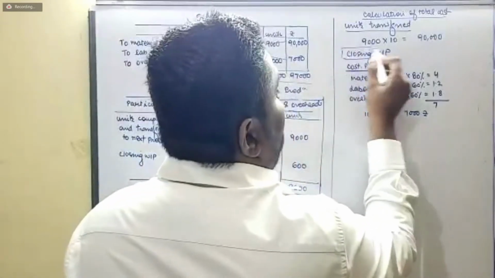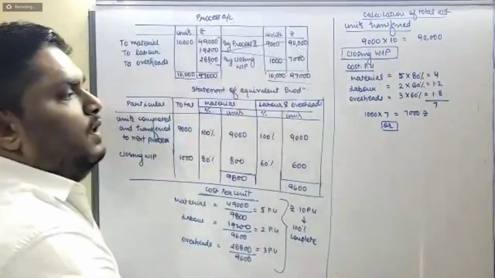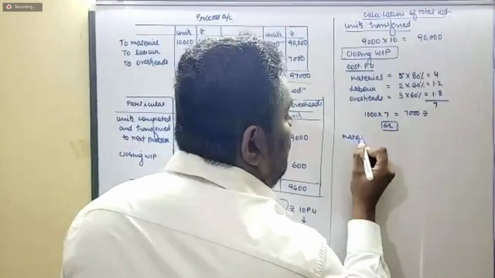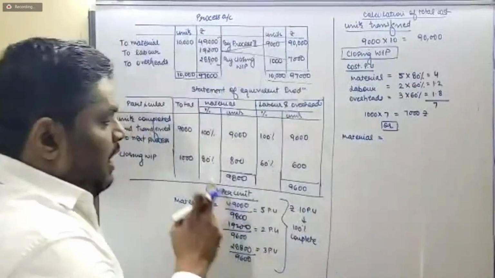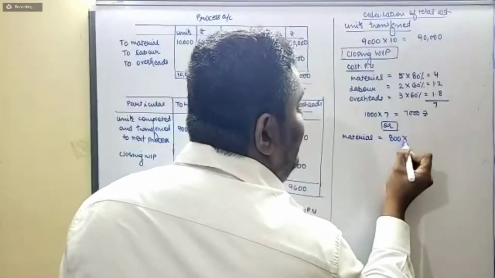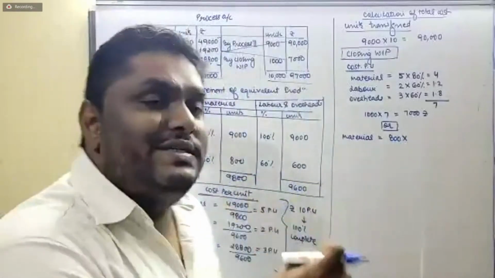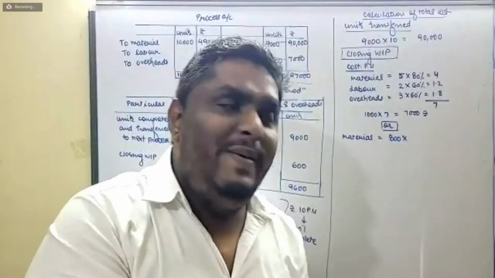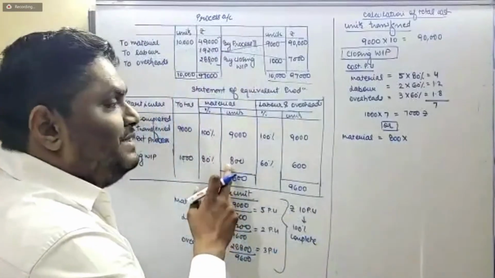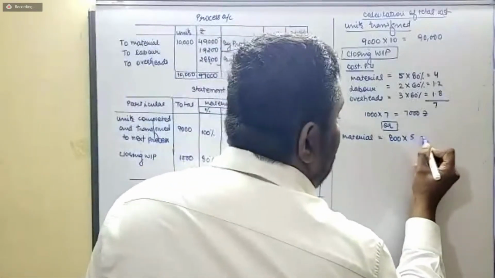Alternatively, we can value work in progress as an alternate way, very simple guys. Material: how much are the equivalent number of units of material? 800. The cost of these 1000 units that are 80% complete will be equal to 800 units that are 100% complete. So 800 units are the equivalent number of units that are 100% complete. So into 5, this will be 4,000.